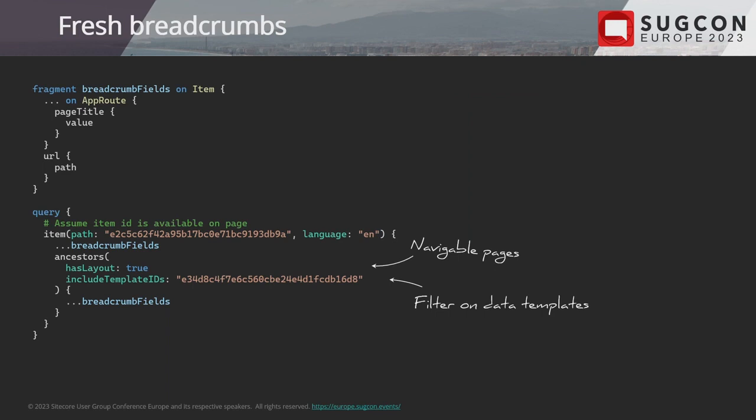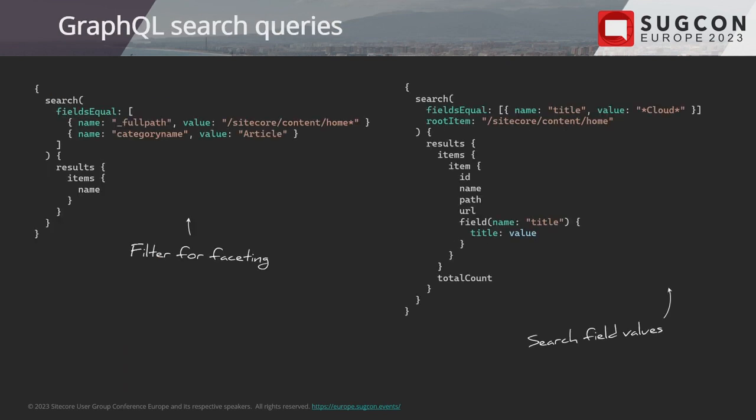You can easily retrieve the ancestors of a specific item, and you can also do things like filtering on the navigable pages or filtering on a specific data template. And if you do it like this, you see that you end up with less code. You don't have the C# code that you need to deploy to your Sitecore implementation. It's easier to maintain, and it's just a smaller footprint. So I think it's a good example of what you can do when you build up your pages when going to XM Cloud.